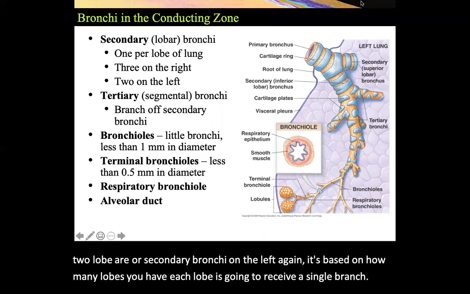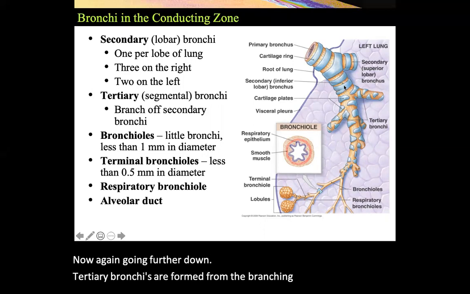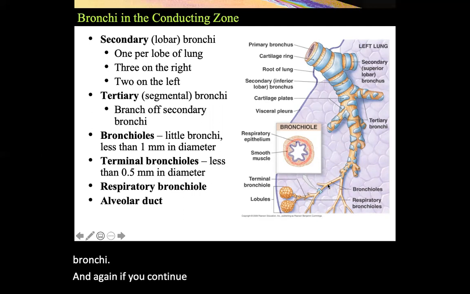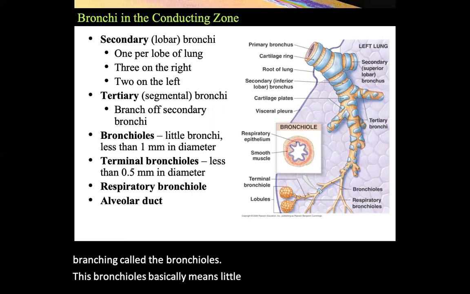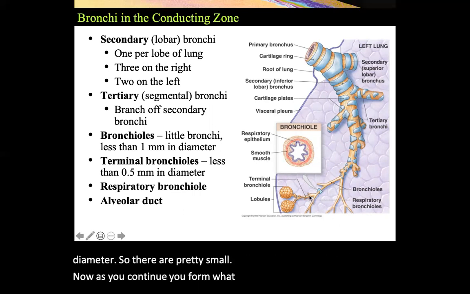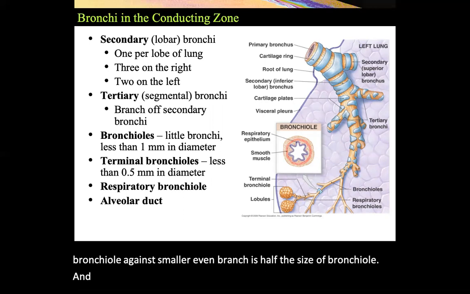Now, going farther down, tertiary bronchi are formed from the branching of the secondary bronchi. And if you continue farther down, you form really small branches called the bronchioles. These bronchioles, which basically means little bronchi, are about 1 millimeter in diameter. So they are pretty small. Now, as you continue, you form what we identified as terminal bronchioles, again, even smaller branches, half the size of bronchioles. And those branch into respiratory bronchioles and eventually alveolar ducts.